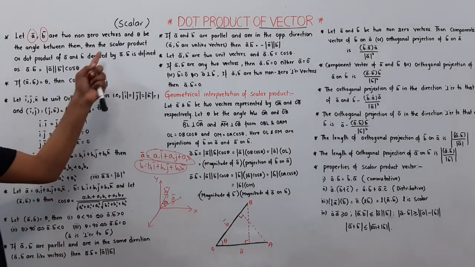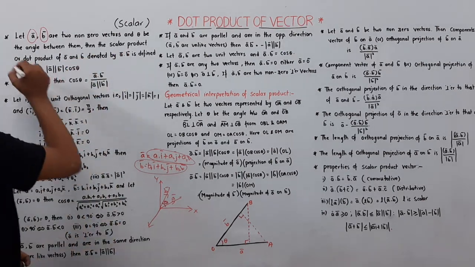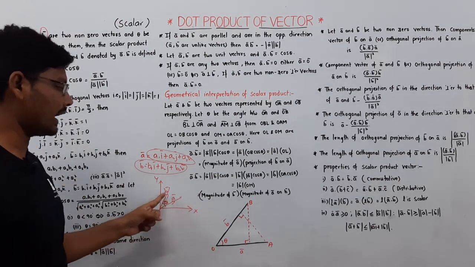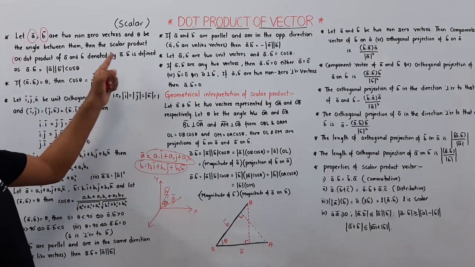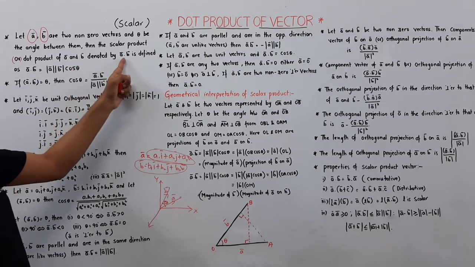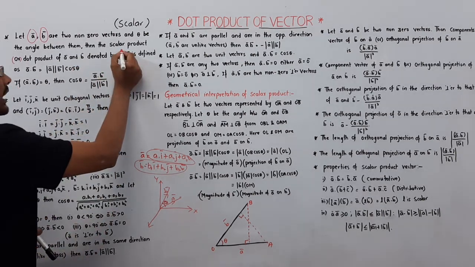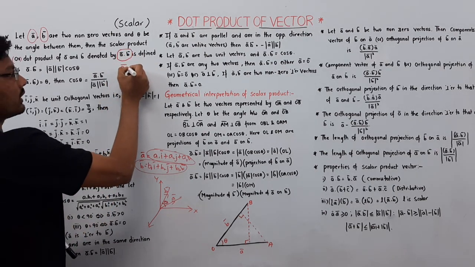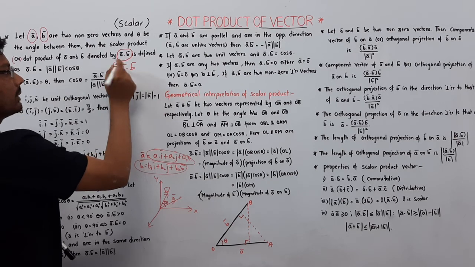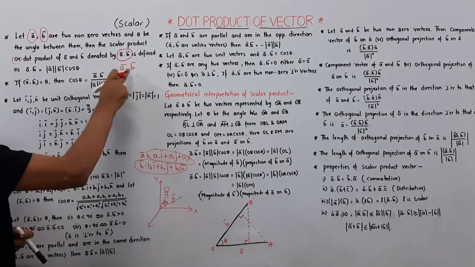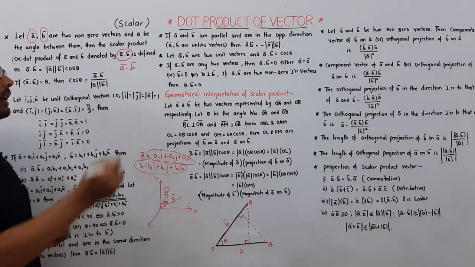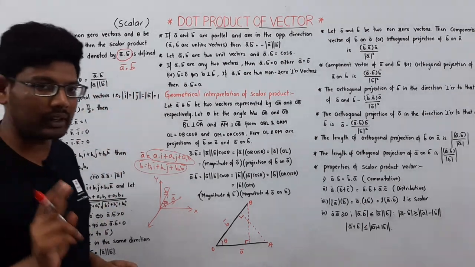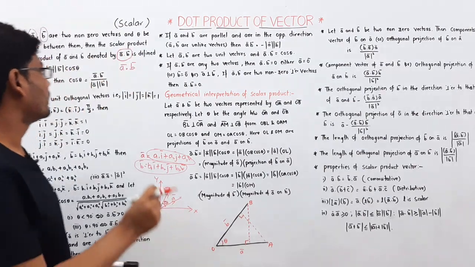Now the scalar product or dot product of two vectors, a bar and b bar, is defined as a bar dot b bar. This is the dot product of two vectors a bar and b bar, and it is also called the scalar product of vectors.